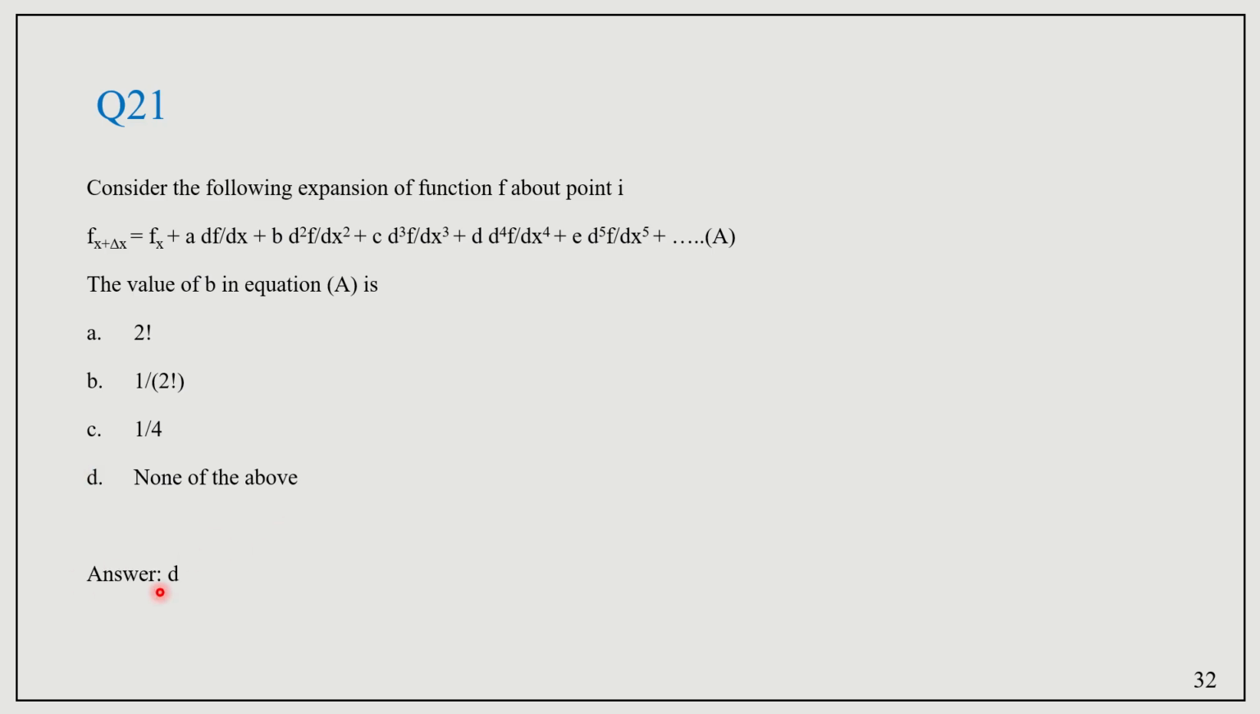So option D, none of the above, is the right answer, because f of x plus delta x is equal to f of x plus df by dx into delta x plus d square f by dx square into delta x square by 2 factorial. So delta x square is missing in the given expansion, so it is wrong. It is not present anywhere. So the answer is none of the above. Option D is the right answer.